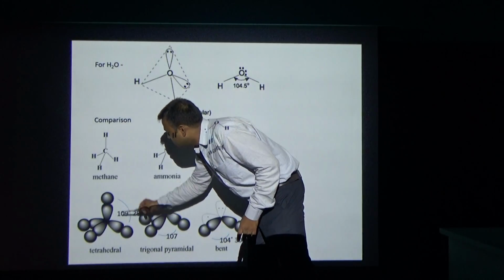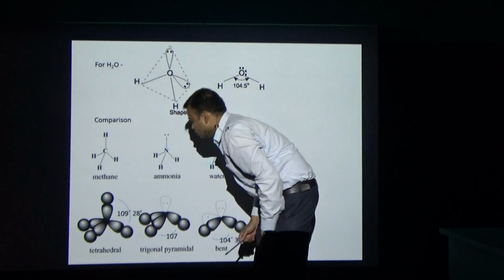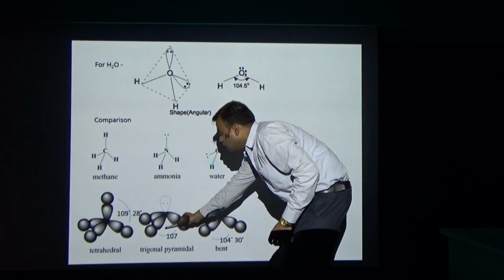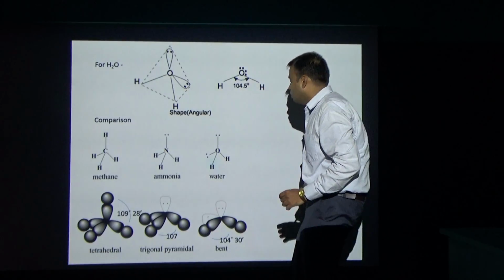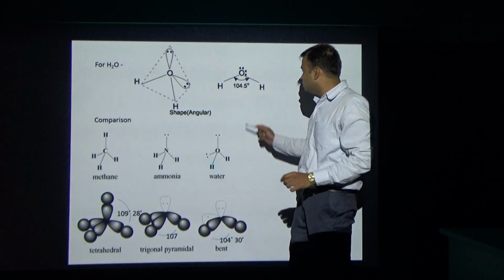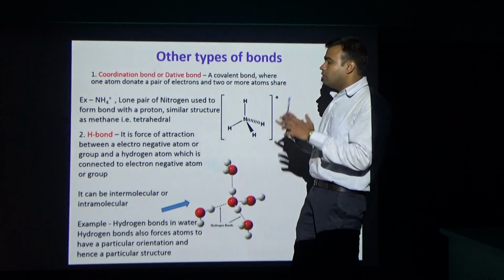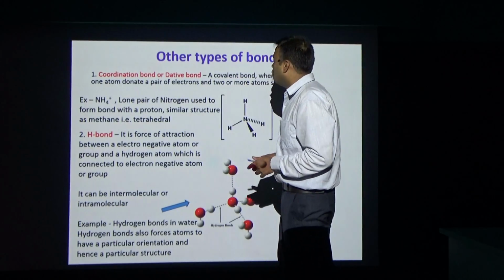As we can see, for methane this angle is 109 degrees 28 minutes. This is the normal tetrahedral structure. But in the case of ammonia it becomes 107, and for water it is 104 degrees 30 minutes, 104.5 degrees. So we have come through the ionic bond and covalent bond.